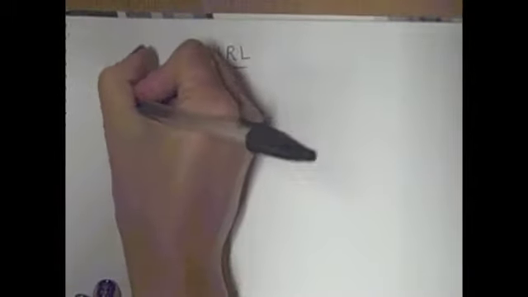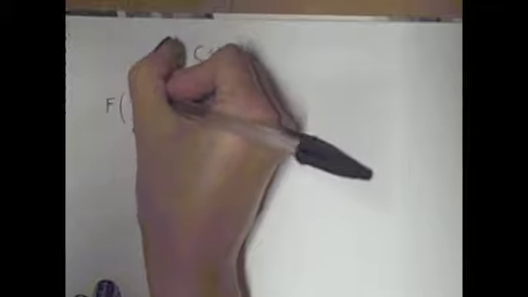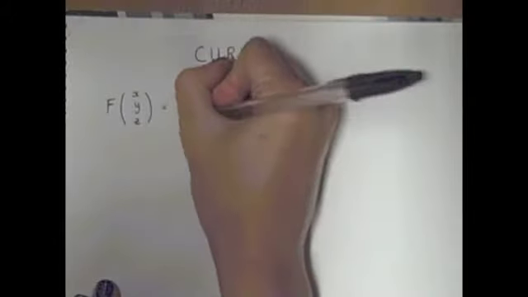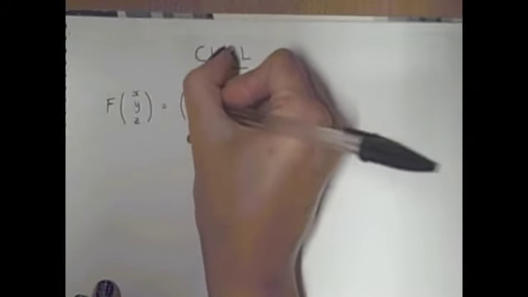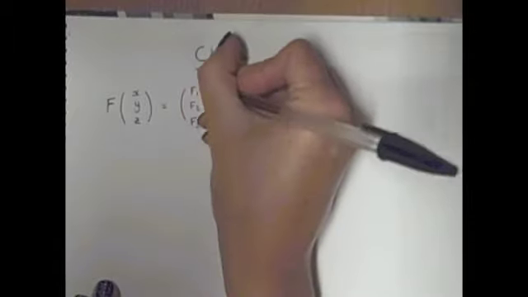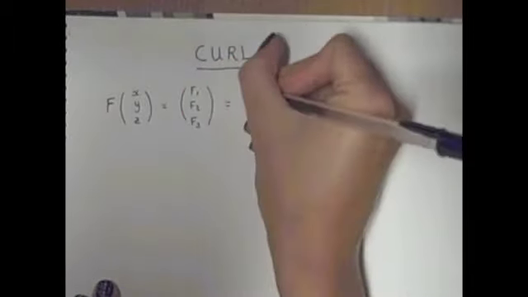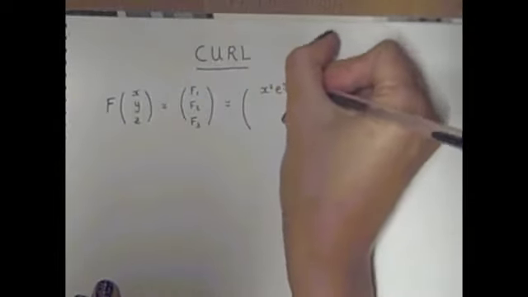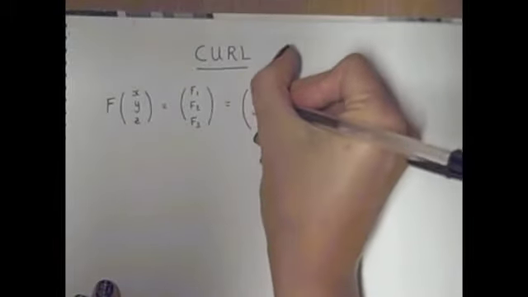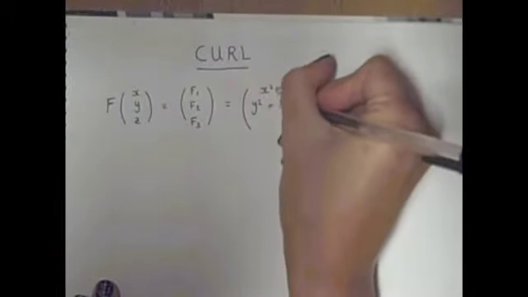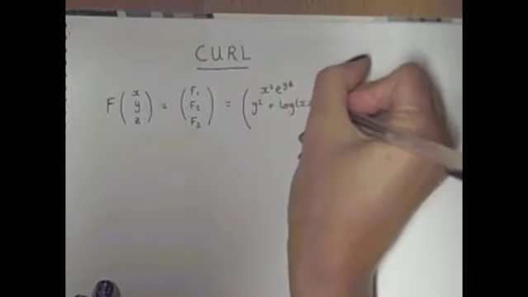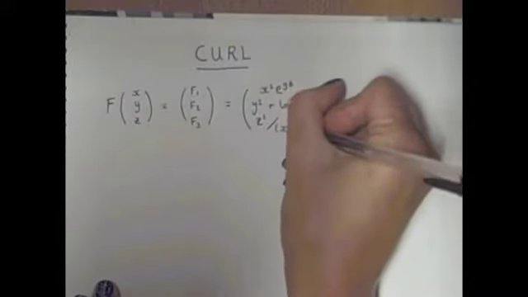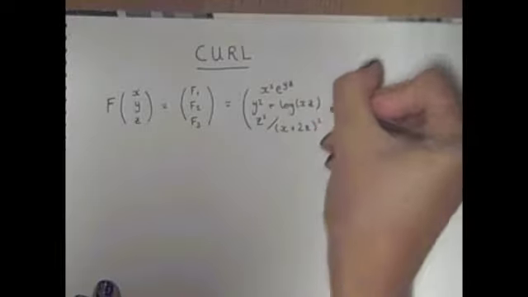First you have a field equal to x, y and z, which is then equal to field 1, field 2 and field 3. Field 1 is then equal to x squared e to the yz. Field 2 is equal to y squared plus log of xz. And field 3 is equal to z squared all over (x plus 2z) all squared.